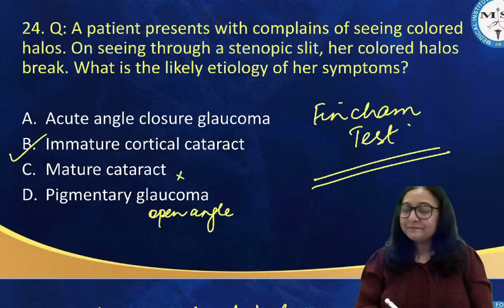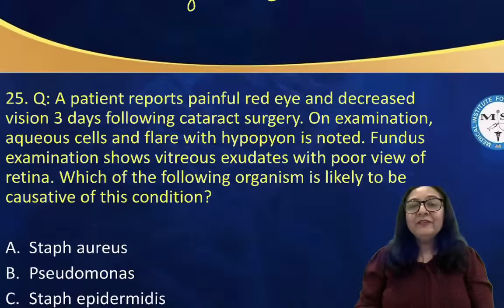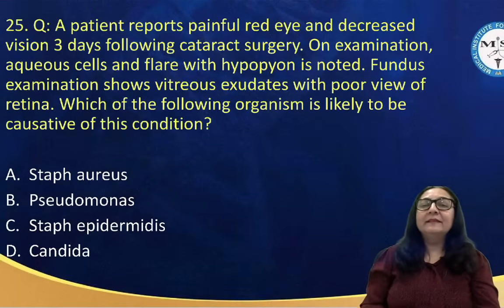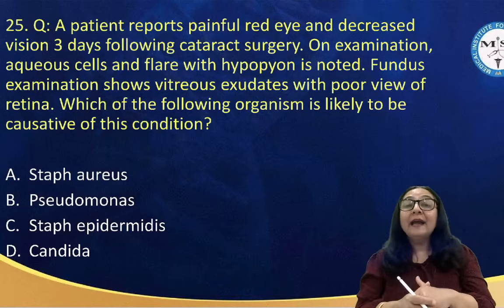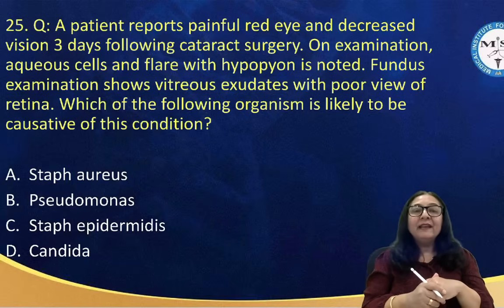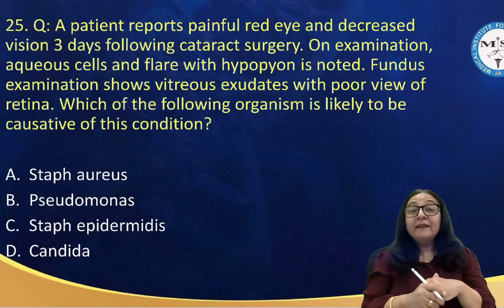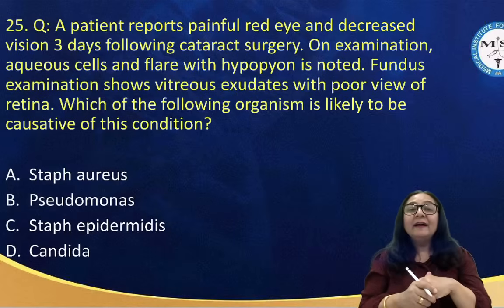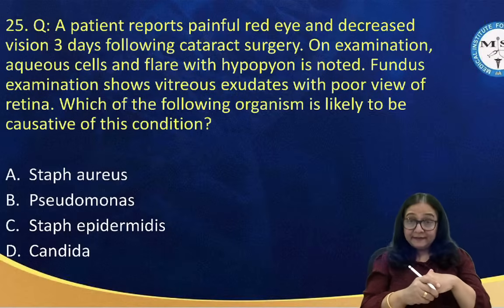All right. Great. Now coming to the last question of the session, a patient reports painful red eye, decreased vision 3 days following cataract surgery. On examination, aqueous cells and flare with hypopyon is noted. Fundus examination shows vitreous exudates with poor view of the retina. Which of the following organisms is likely to be the cause of this condition?